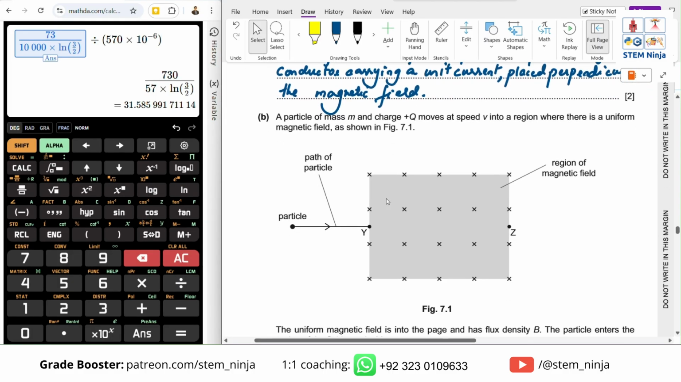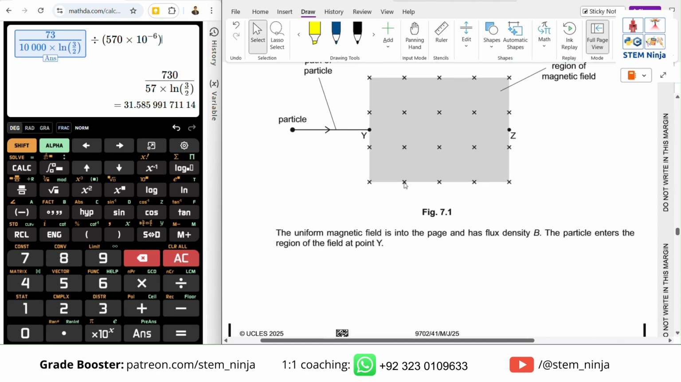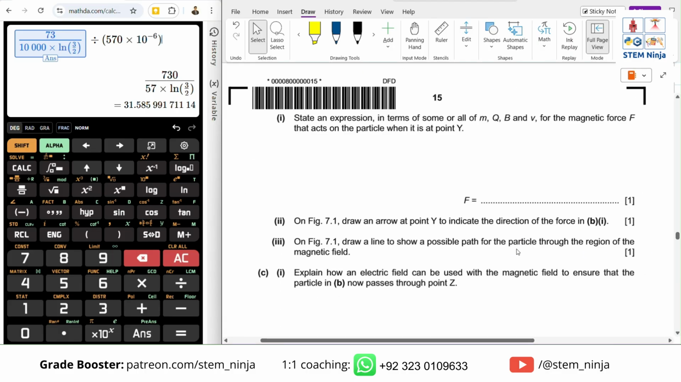A particle of mass m and a charge plus q moves at a speed v into the region where there is a uniform magnetic field. The uniform magnetic field is into the page and has flux density B. The particle enters the region of the field at point Y, as we can see. State an expression in terms of some or all of m, q, B, v for the magnetic force F that acts on the particle when it is at point Y.